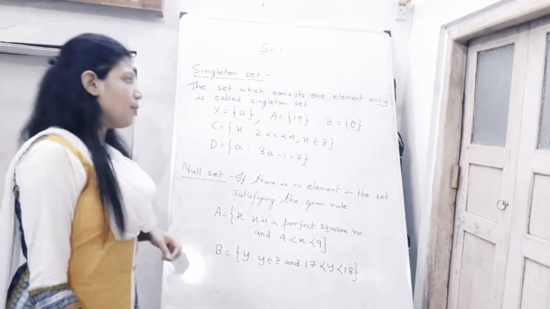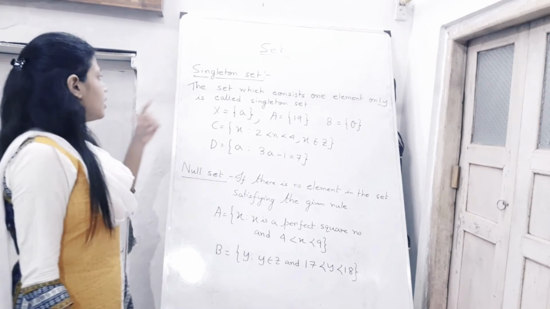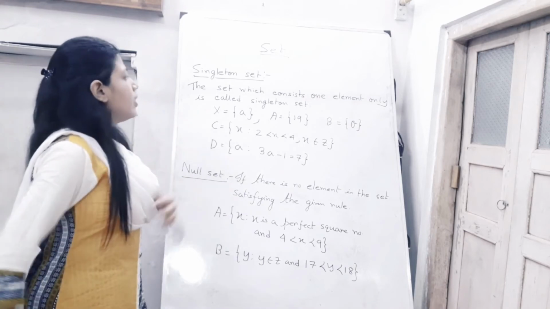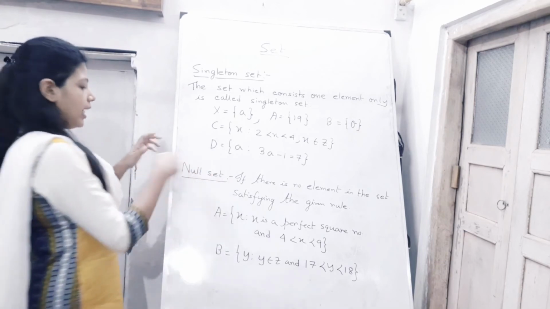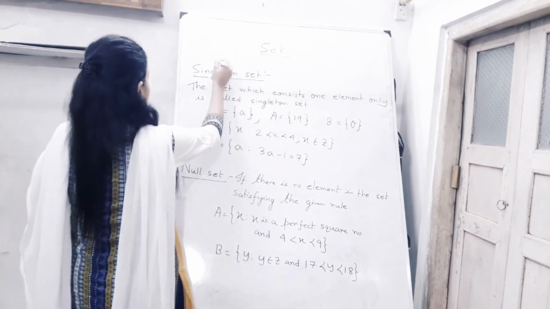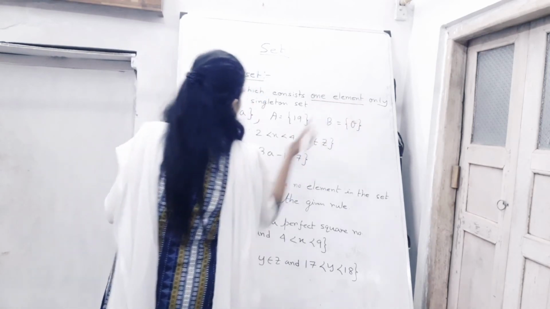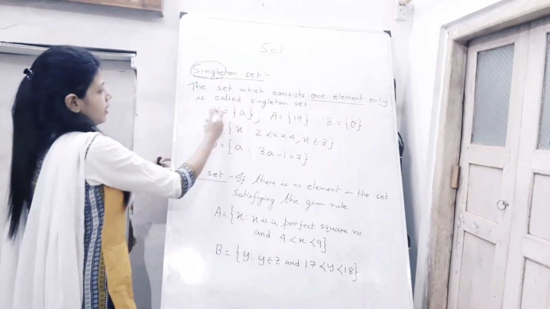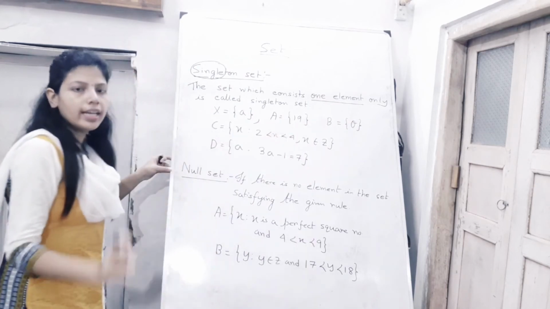Next I will discuss some types of sets. Number 1 is the singleton set. The set which consists of one element only is called a singleton set. The name is already there, single, that's why one element is there. See, X, A, B, all three sets have just one element.